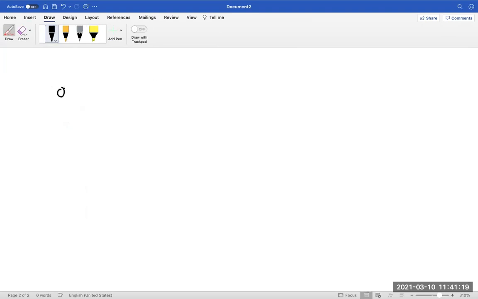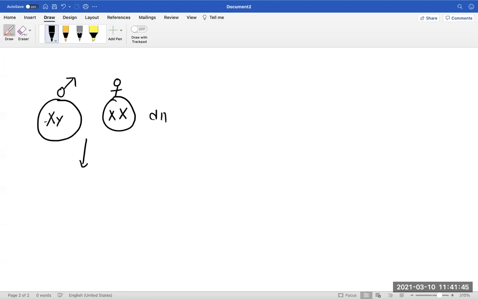This is a symbol for males. I will expect you guys to know this. What is the sex chromosome for males? XY. And this is a symbol for females. What about their sex chromosomes? What do they have? XX. And this goes through meiosis. So this is diploid, and it goes through meiosis.